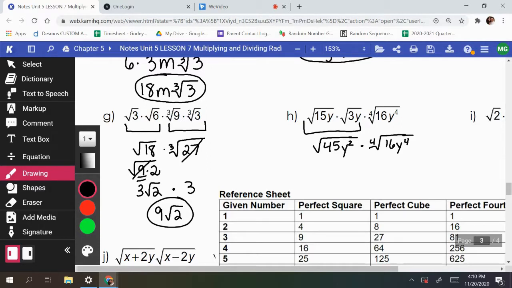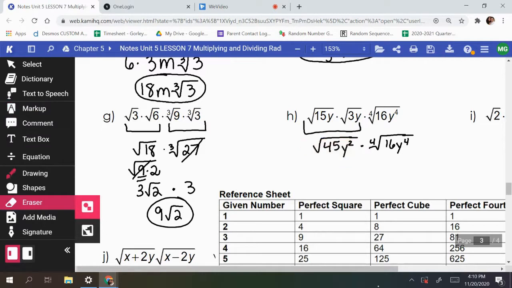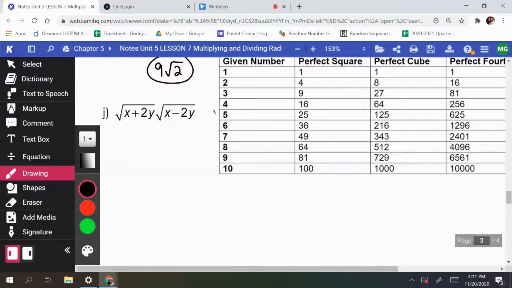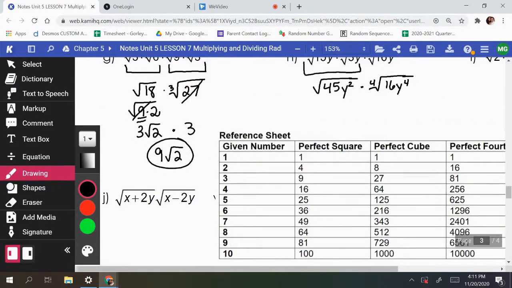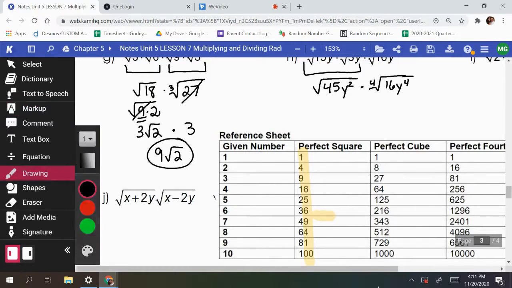Now let's try to simplify. Over here on this left-hand side, we're looking for perfect squares that 45 would be divisible by, because we're dealing with a square root. Okay, so if I'm thinking about perfect squares, the largest perfect square 45 would be divisible by would be 9. We'll break it into 9 times 5, where 9 is perfect, and y squared is perfect, right? It's a perfect square of y.